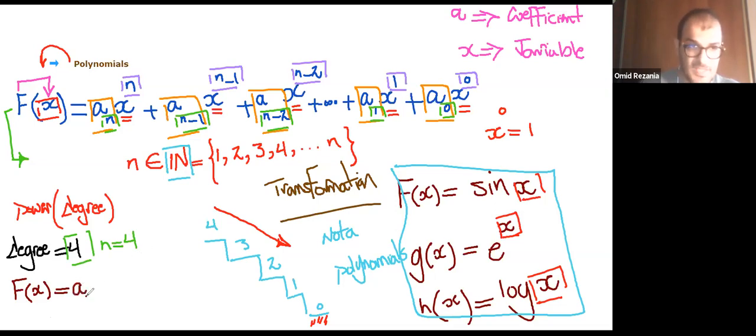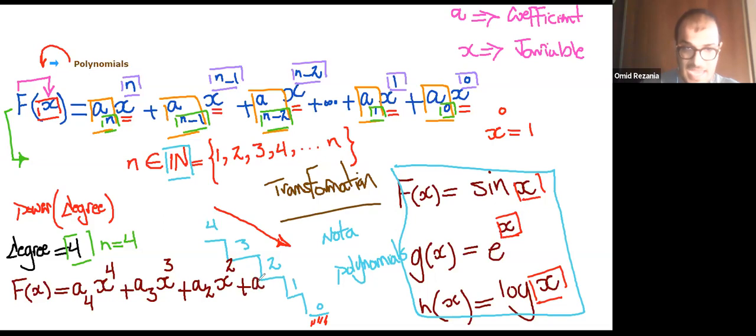A sub index 4 times x to the power 4, plus a sub index 3 times x to the power 3, plus a sub index 2 times x to the power 2, plus a sub index 1 times x, plus a naught. I removed x to the 0 because x to the 0 is going to be 1. You see that that's a typical example of the polynomial of degree 4.